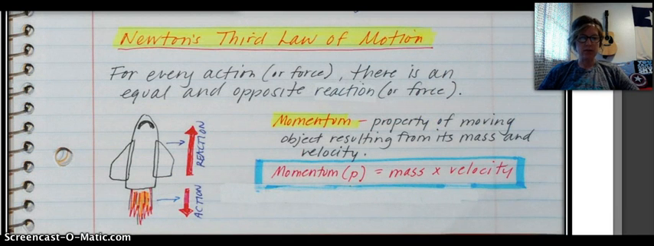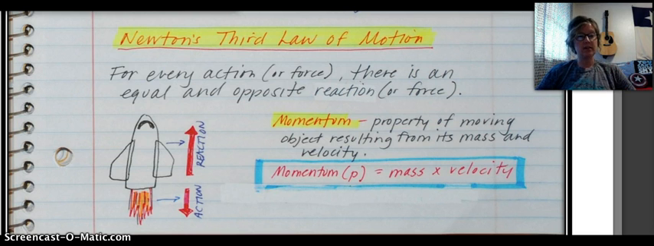So the third and final law of motion is for every action or force, there is an equal and opposite reaction or force. And this is where momentum comes into play. So the property of moving an object resulting from its mass and velocity is the very definition of momentum. So in order to find a momentum for an equation, you'll have to multiply your mass and your velocity.